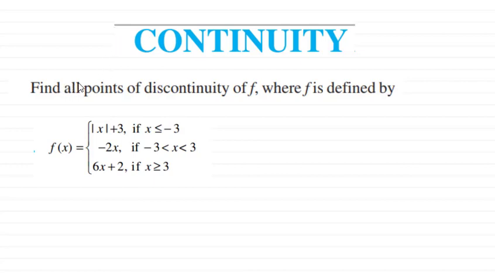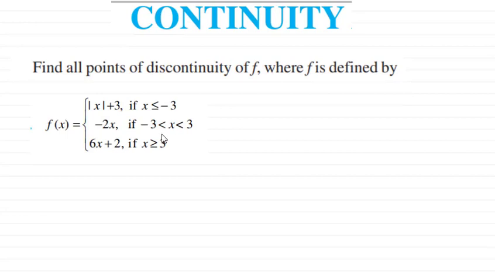So here I am taking some example to understand continuity more. This is a question: find all points of discontinuity of f, where f is defined by f(x) equals |x| + 3 if x is less than or equal to -3, -2x if x is between -3 and 3, and 6x + 2 if x is greater than or equal to 3.